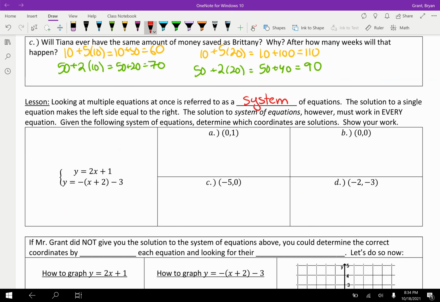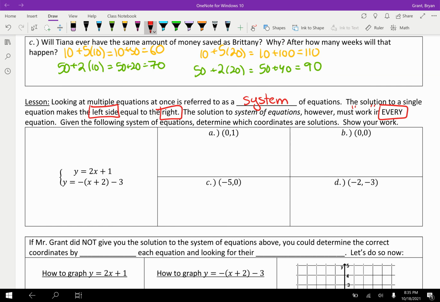The solution to a single equation makes the left side equal to the right. The solution to a system of equations, however, must work in every equation. So when I say work in every equation, it means you need to look at every equation and your solution has to make the left side equal the right.